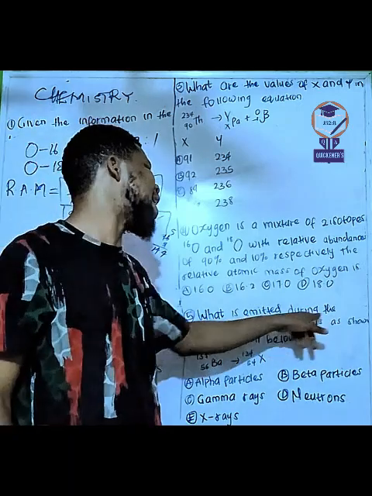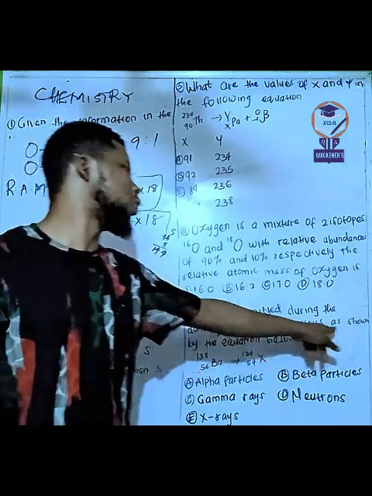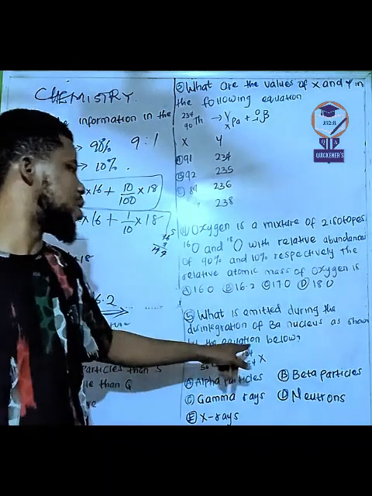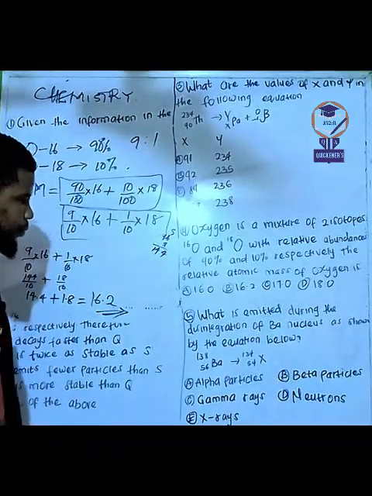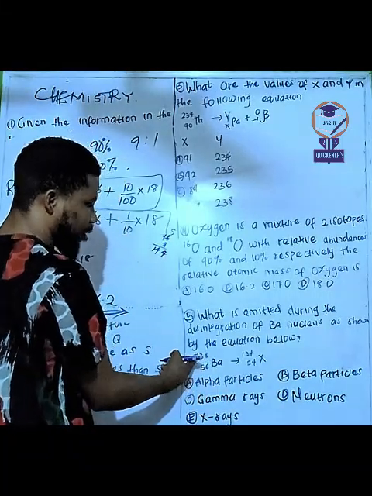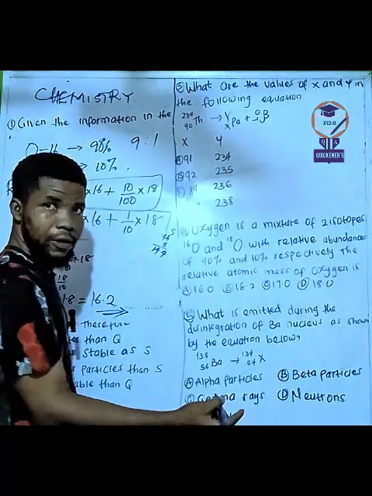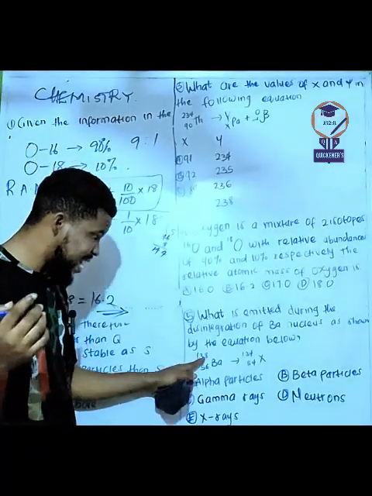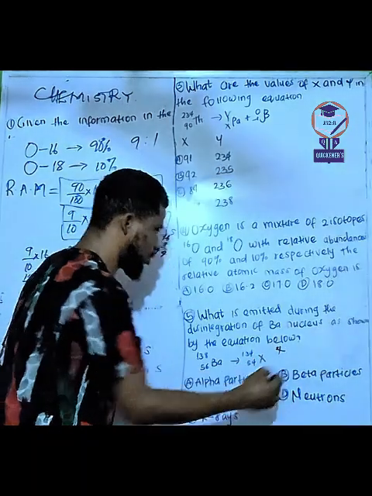And finally, the last question. What is emitted during the disintegration of barium nuclei as shown by the equation below? What's emitted? If barium having atomic mass of 138 became 134, it has lost 4. So 4 has been lost.